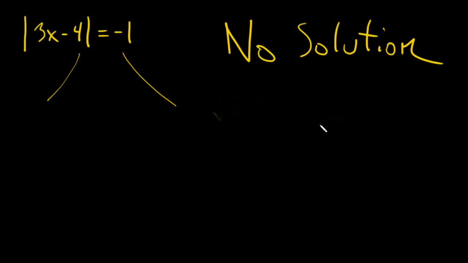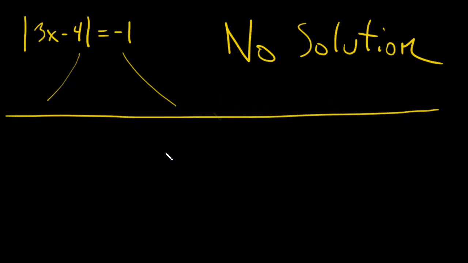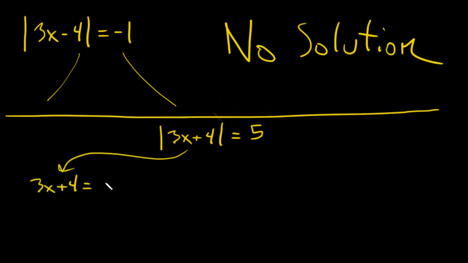The big thing, though, that I really want you to always notice is this. Absolute values can never, ever, ever equal a negative number. The second you see that, you're done. Okay? So now that I've said that, what if I have absolute value of 3x plus 4 equals 5? I'm going to break it into its two pieces. 3x plus 4 equals 5. And then 3x plus 4 equals negative 5.